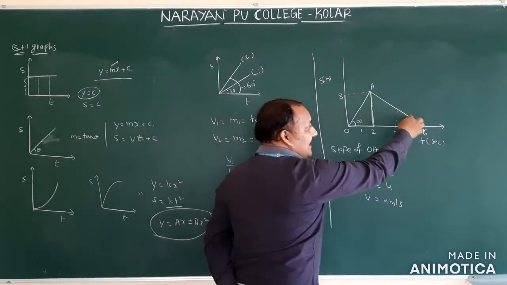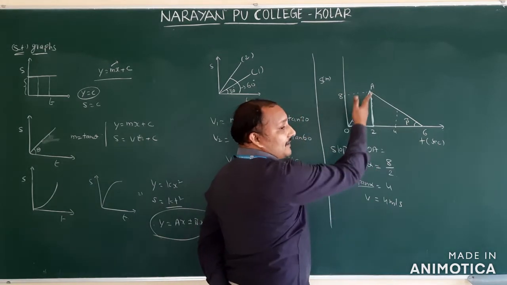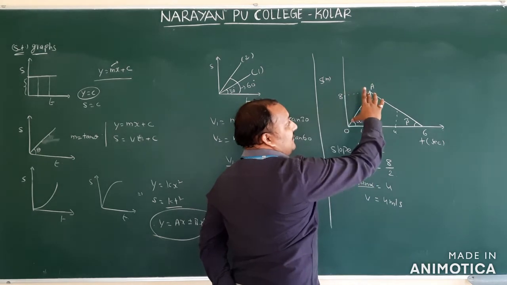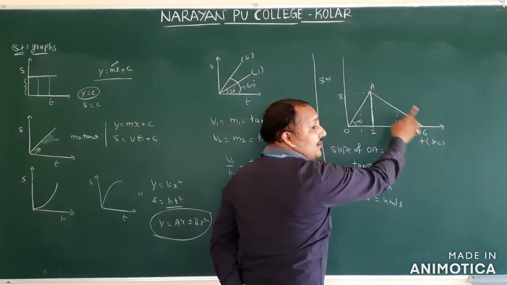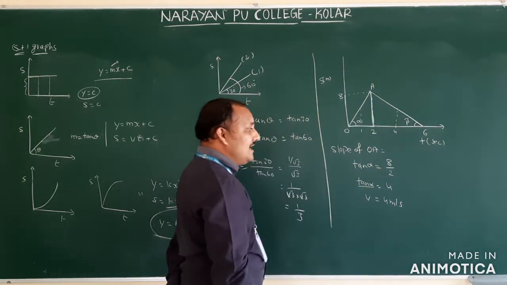Now, the graph is coming like this. Coming like this means it is moving with deceleration. Here, it is coming with uniform velocity. So displacement increases up to 8 within this time. Now displacement is going to become 0. Here displacement is going to increase. Here displacement is going to decrease.